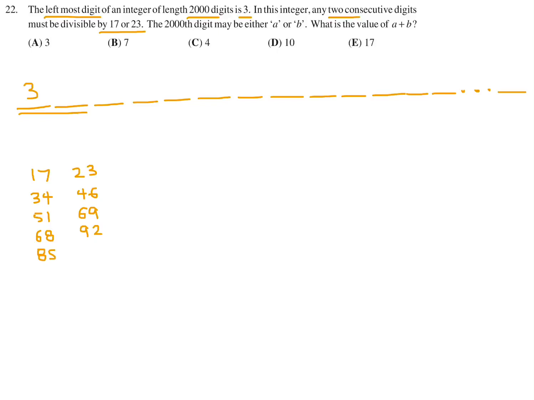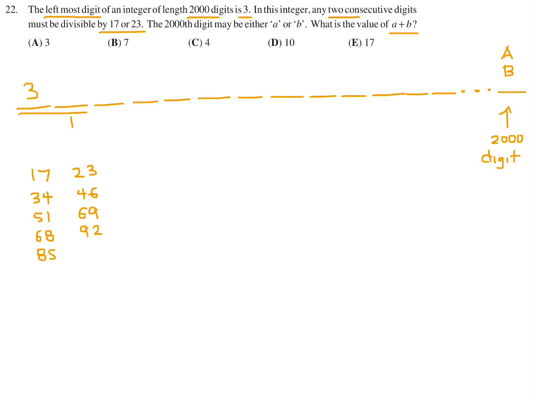And then the very last, the 2,000th digit is either A or B. And then once we figure out what is A and B, they want us to add it. Okay, let's go with this and let's see what we get.